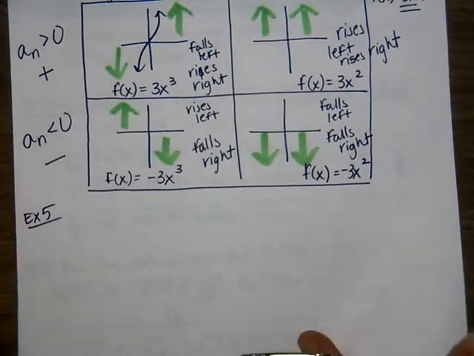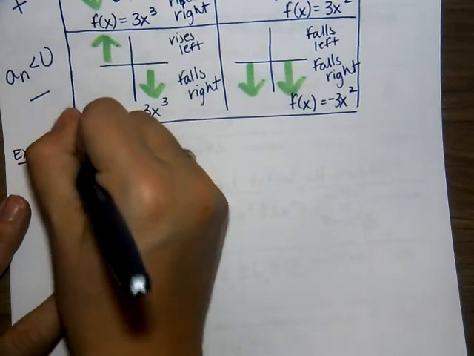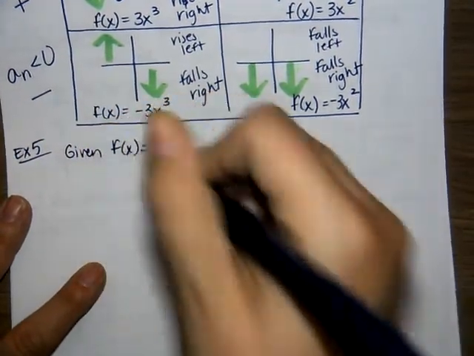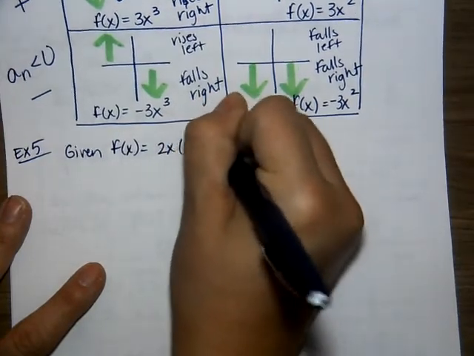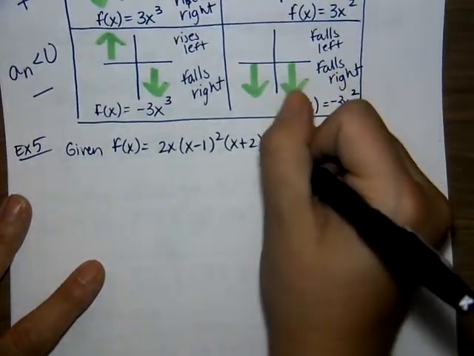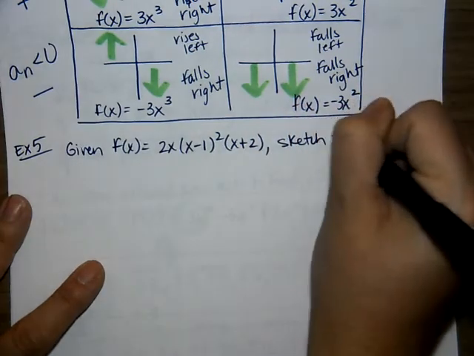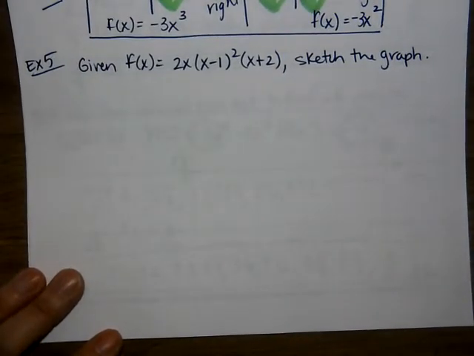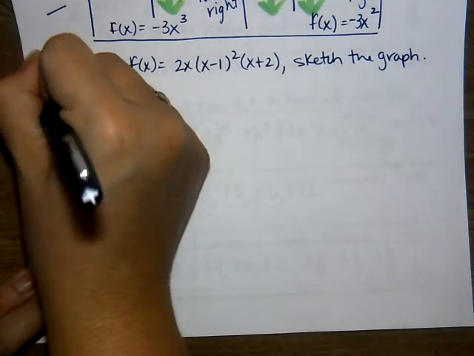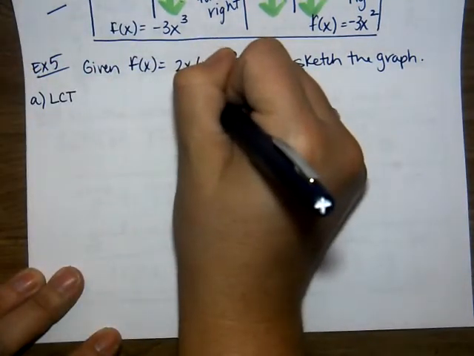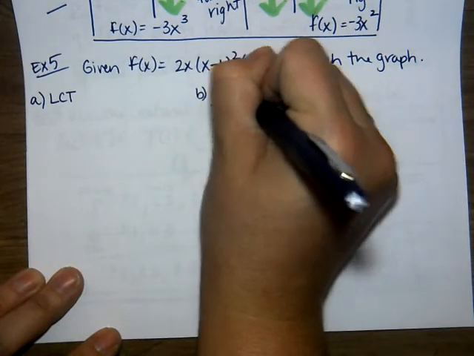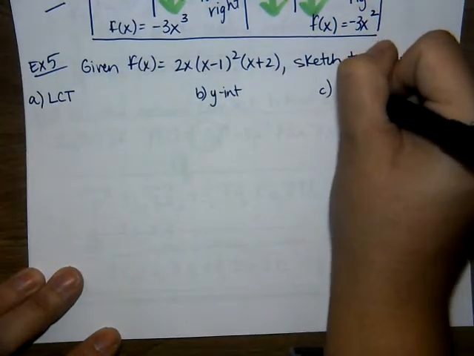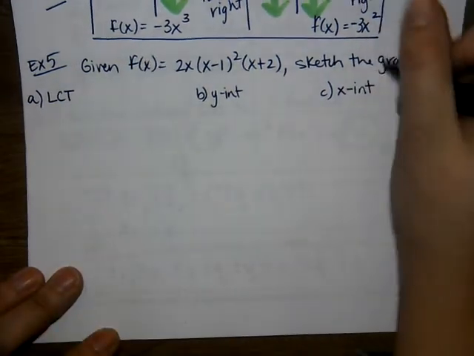This is example 5. Given f of x equals 2x times x minus 1 squared times x plus 2, sketch the graph. So every time you do this, for me, you're going to do 3 things before you start graphing. The first is you do the leading coefficient test. The second is you find the y-intercept. The third is you find the x-intercepts. And then once you do all that, you graph.